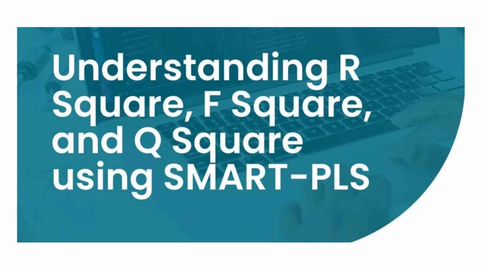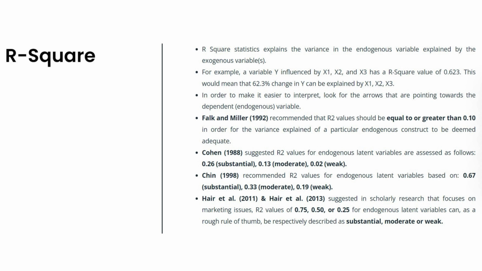Understanding R-square, F-square, and Q-square using SMART-PLS. R-square statistics explain the variance in the endogenous variable explained by the exogenous variable. For example, a variable y influenced by x1, x2, and x3 has an R-square value of 0.623. This would mean that 62.3% change in y can be explained by x1, x2, x3. In order to make it easier to interpret, look for the arrows that are pointing towards the dependent endogenous variable.